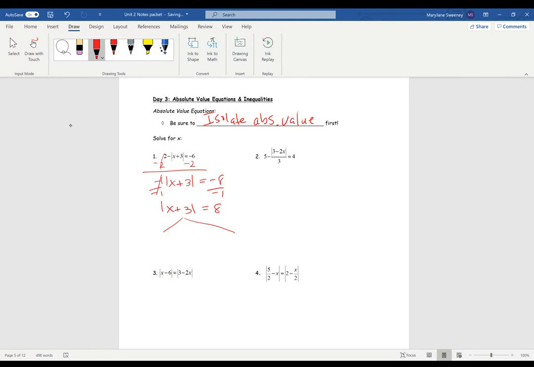So basically, I know that this thing inside the absolute value bars, this x plus 3, could either be 8 or -8, right? I know if I take the absolute value of 8, it's 8. If I take the absolute value of -8, it's 8. So that x plus 3 could be 8 or it could be -8.